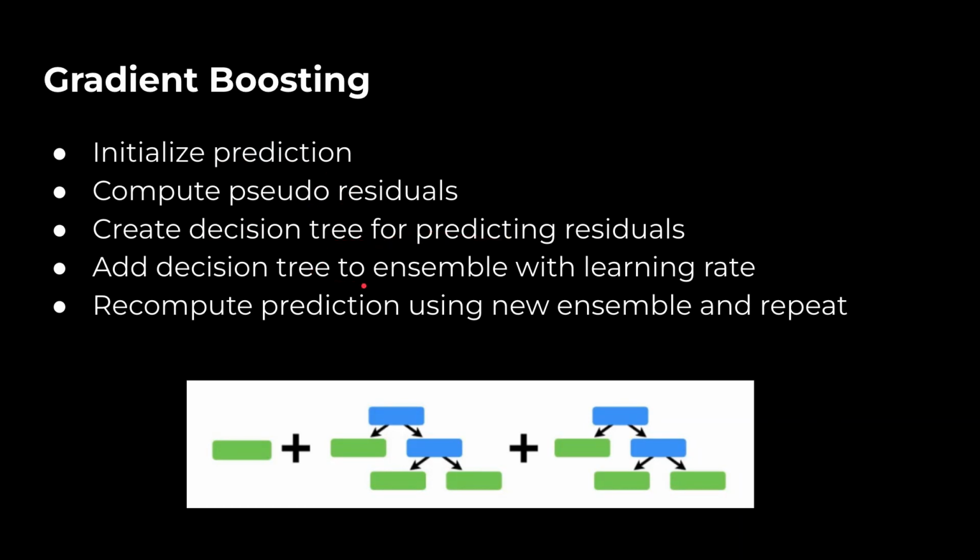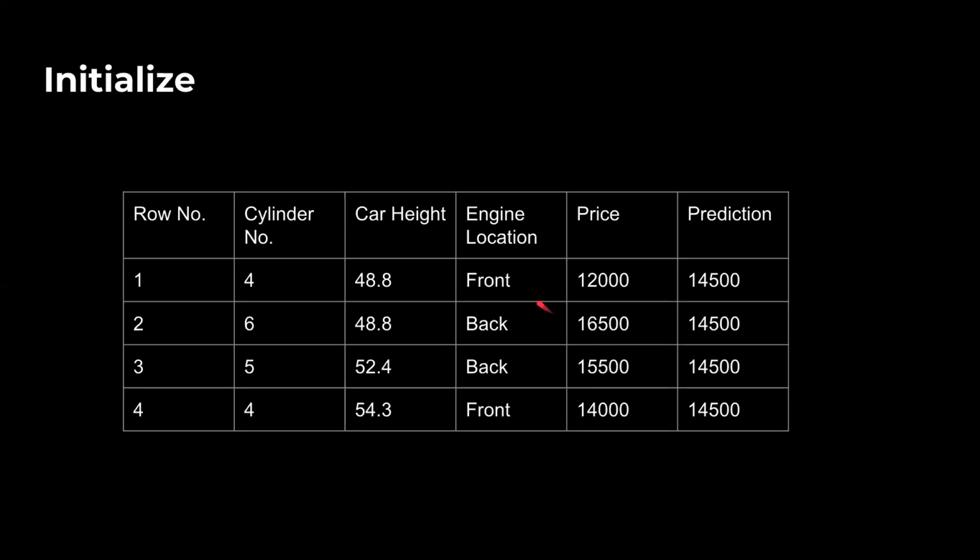We'll then add that decision tree that we just created to the ensemble of models with a certain learning rate. This would be like 0.1 or something relatively small. And then we'll recompute the new prediction with the new decision tree in our ensemble, and then we'll just repeat, right? Then get the new residuals, create a new decision tree, and so on. So let's get into the details.